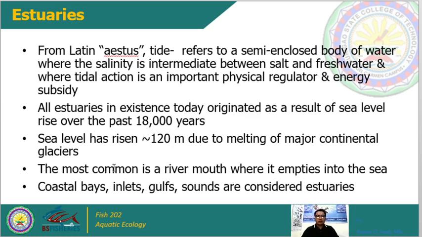And the most common is a river mouth where it empties into the sea, no? Common kayo nga story ang kanang mga bukana sa suba. Mao na pinaka basic or pinaka common nga type of estuarine environments, because estuarine environments primarily implies a brackish water ecosystem. Brackish means to say it's where the fresh water and the marine water meet.